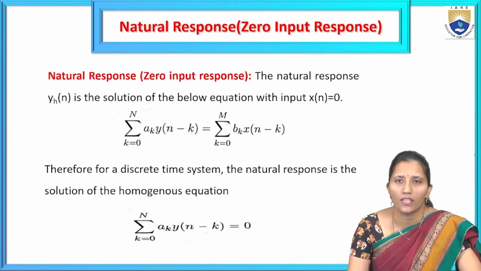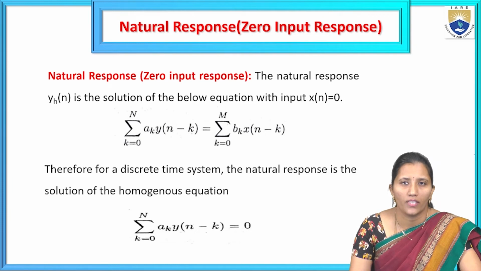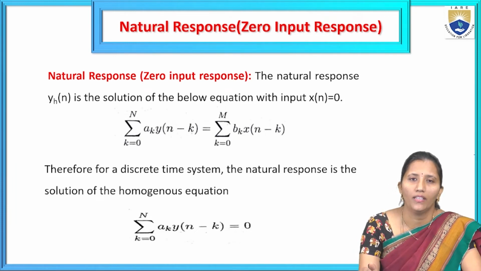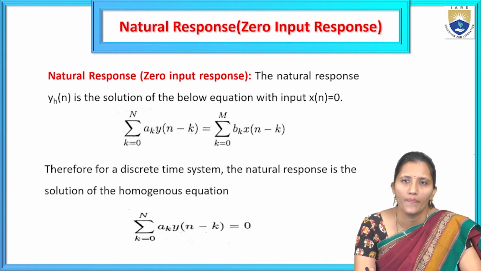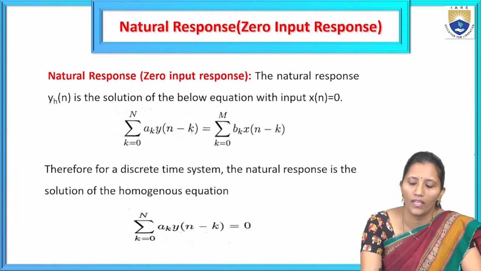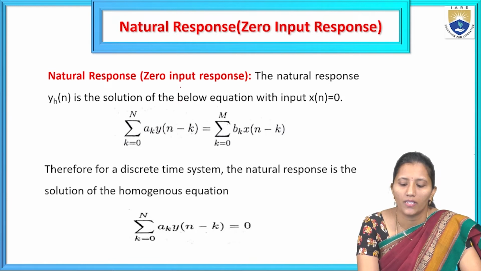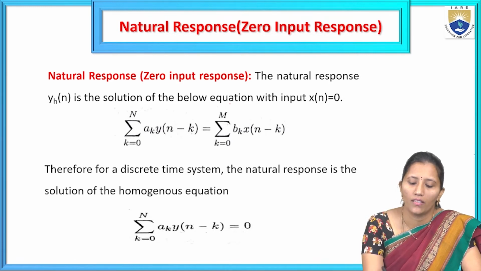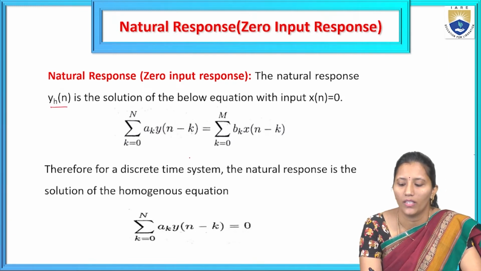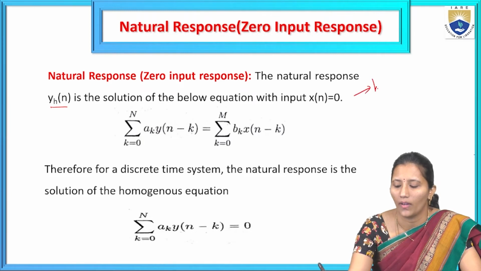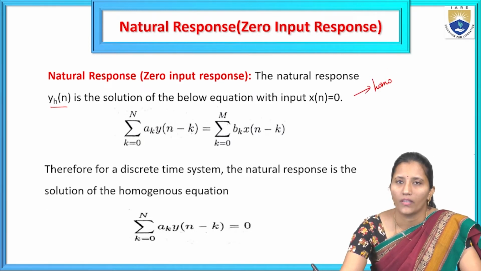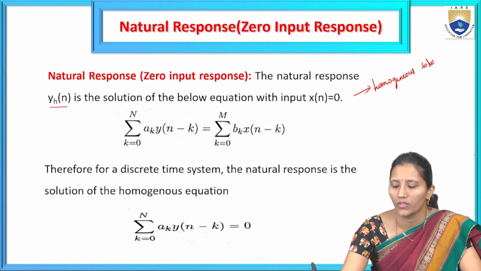So first of all we will discuss how to find the natural response and the forced response of the system. Here the natural response is also called the zero input response. In the zero input response, we should make the input equal to 0. It depends on the initial conditions of the system. So the natural response y_h of n is the solution of the below equation with input x of n equal to 0. So here we have to find the solution for the difference equation. The solution is called the homogeneous solution. How to find the homogeneous solution?